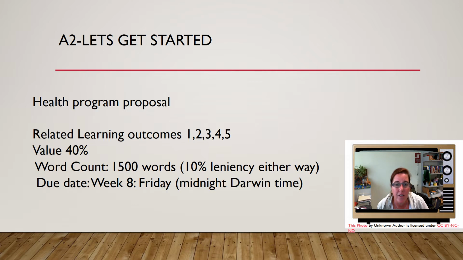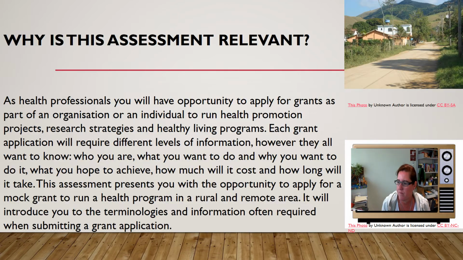Assessment 2 is asking you to prepare a health program proposal. It's related to your learning outcomes 1, 2, 3, 4, 5 and it's worth 40% of your overall mark. Now we've put the word count at 1,500 words for this, but we have provided a template for you to use as part of this assignment, and you'll see how the actual word allocation is divided up around there. This is due in week 8, on Friday, and that's Darwin time by midnight.